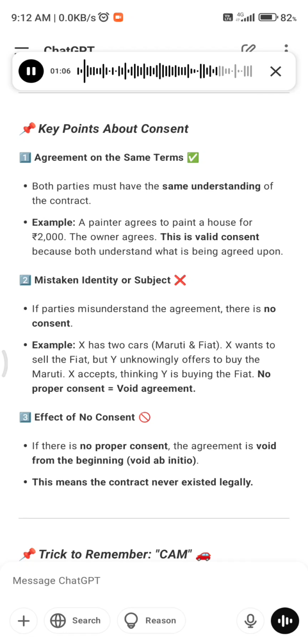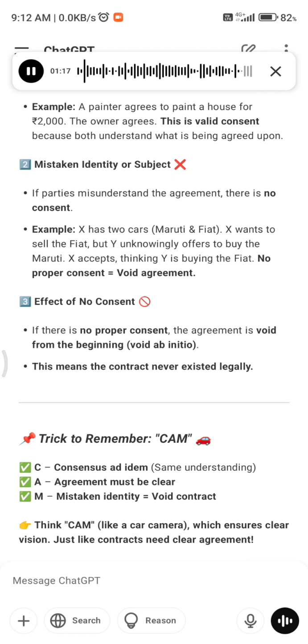C: Consensus ad idem. A: Agreement must be clear. M: Mistaken identity equals void contract. Think CAM like a car camera, which ensures clear vision. Just like contracts need clear agreement.